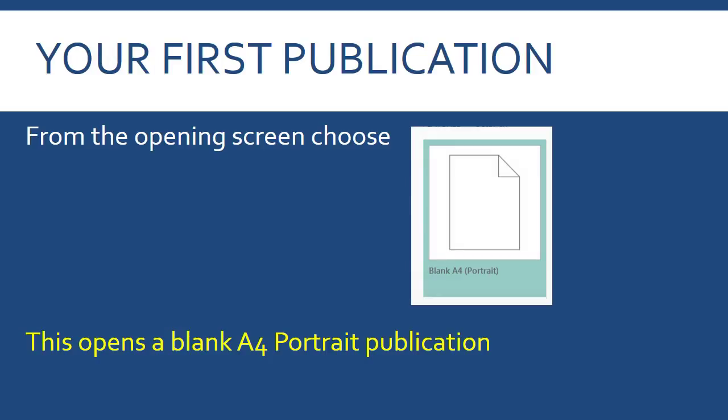So you can choose to watch the full presentation from now on and do this task later, or you can pause and minimize and do it along with the presentation at the same time. When you open Publisher for the first time, you see the template screen, and you can choose a blank document if you wish. So from the opening screen, choose blank A4 portrait publication.